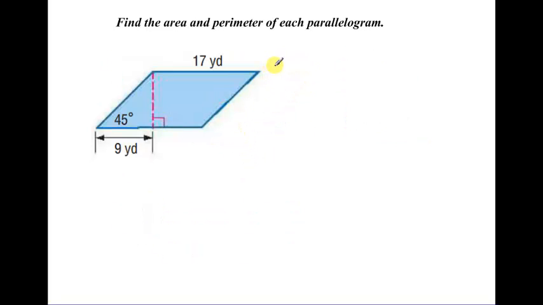Okay, next, just another typical geometry problem. Find the area and perimeter of this one. We're going to have the same issue. We don't know the height. But in this one, notice we have a 45-degree angle. So this triangle is a 45, 45, 90 special triangle. Let's figure out the sides of it first.